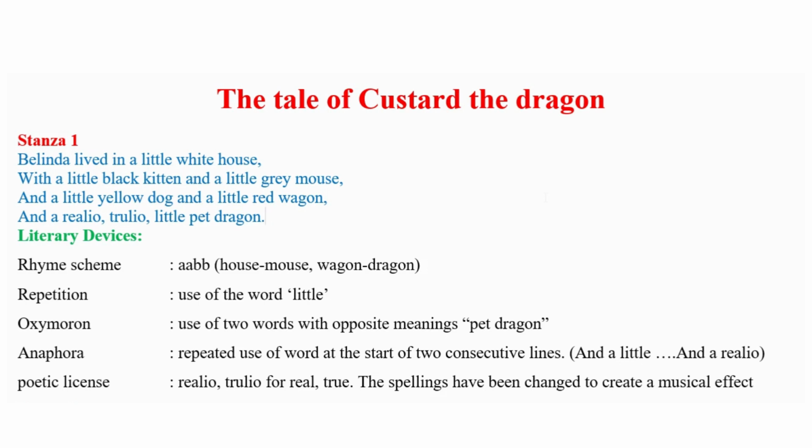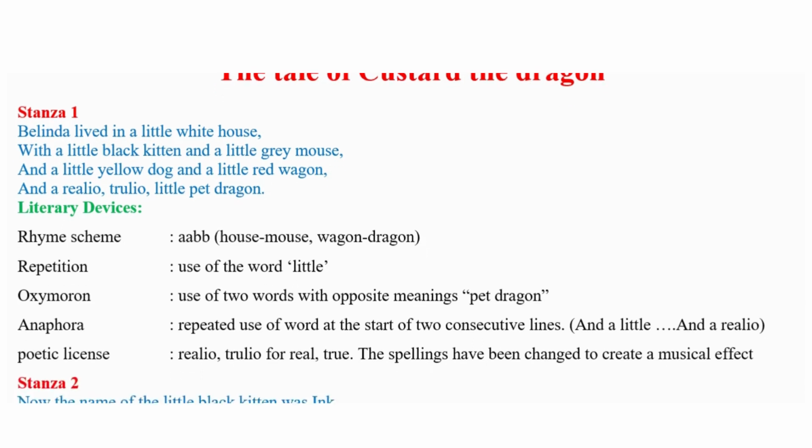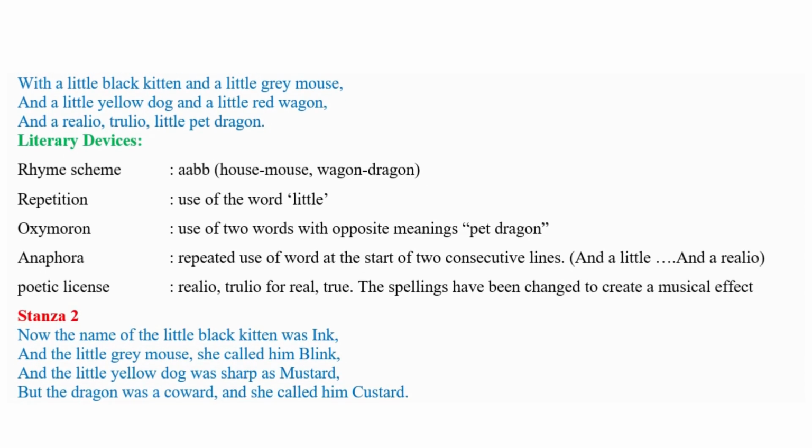Stanza 1. The rhyme scheme is AABB, because you can look at the end word of every line: house, mouse, AA, wagon, dragon, BB. Then the word little is repeated, so you can find a repetition here. And you can find an oxymoron present in this stanza. Use of 2 words with opposite meaning: pet, dragon. So this is an oxymoron.